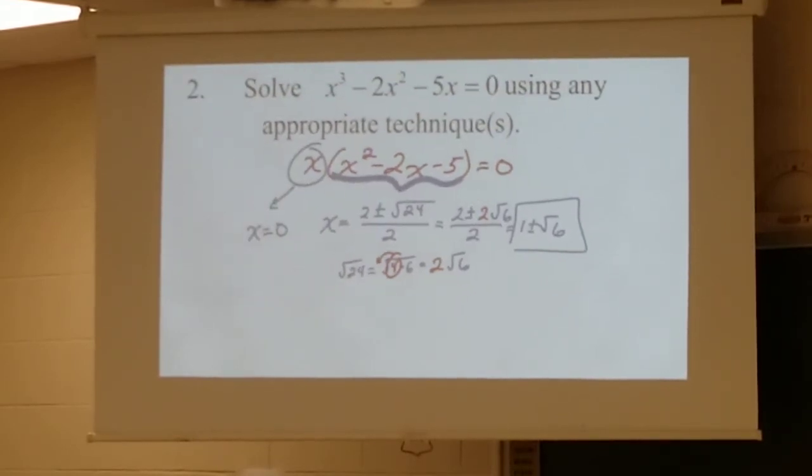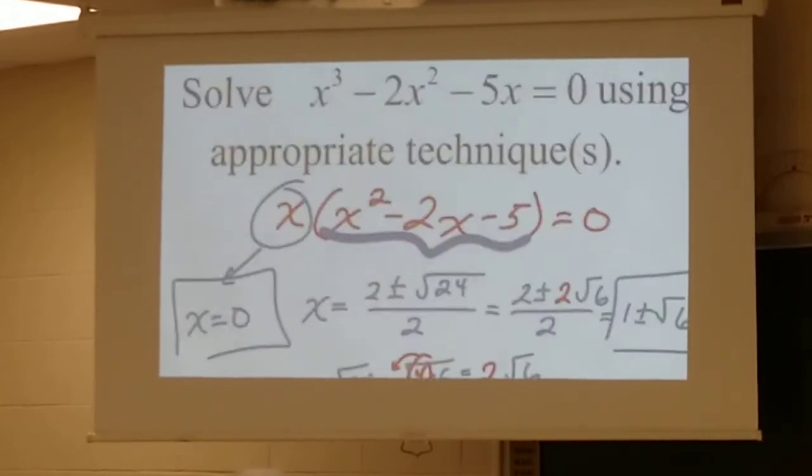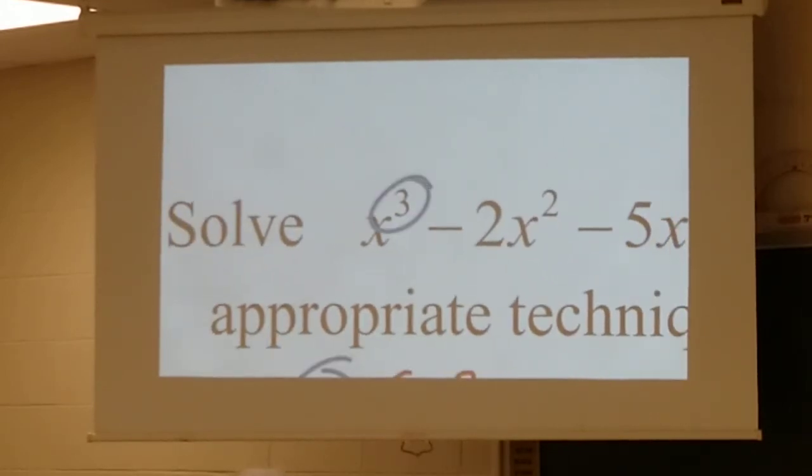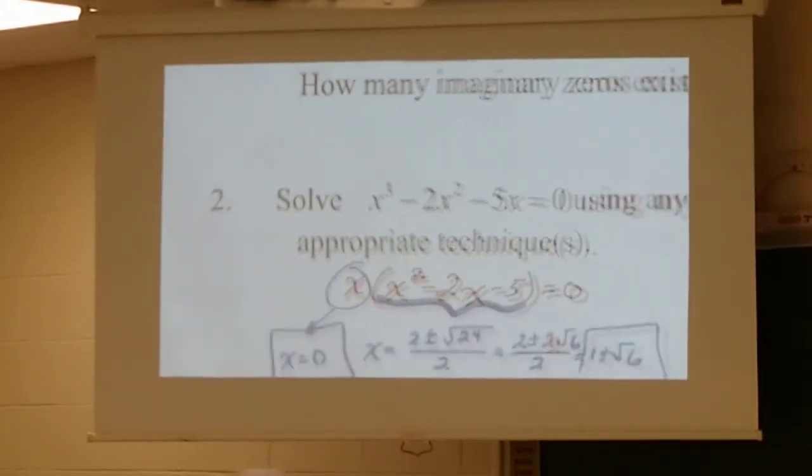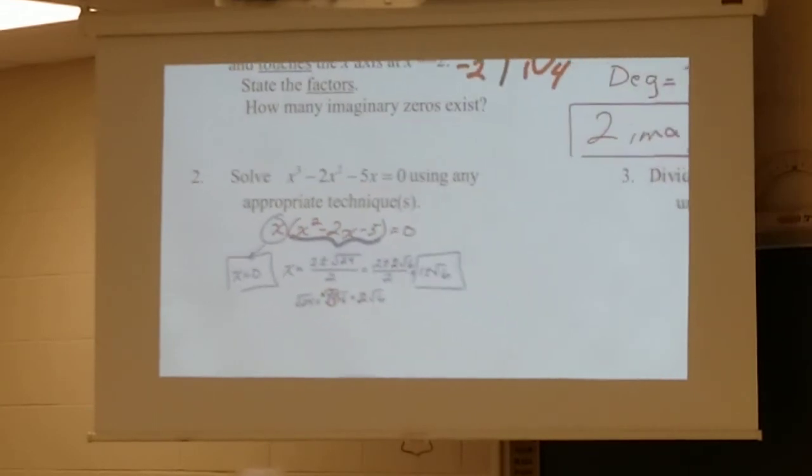Now, don't forget about this 0 out here, because technically there's 3 answers on the screen: 0 and 1 plus or minus root 6. We should have got 3 answers. Remember, your polynomial was degree 3. Degree 3 is the exponent, the highest exponent.